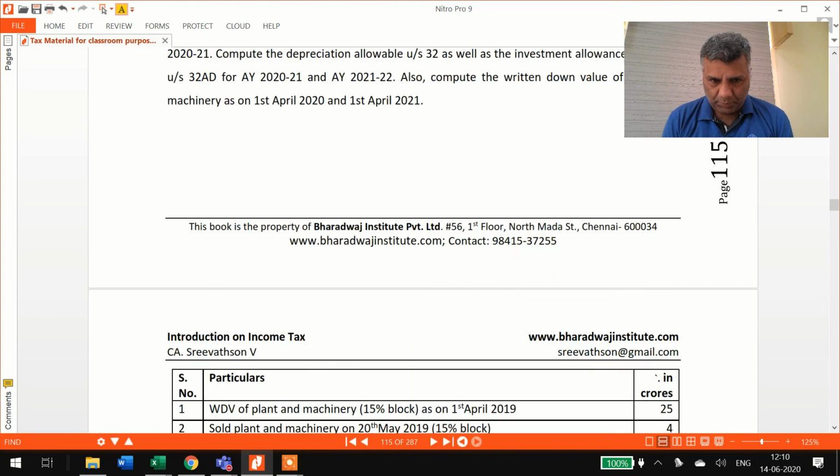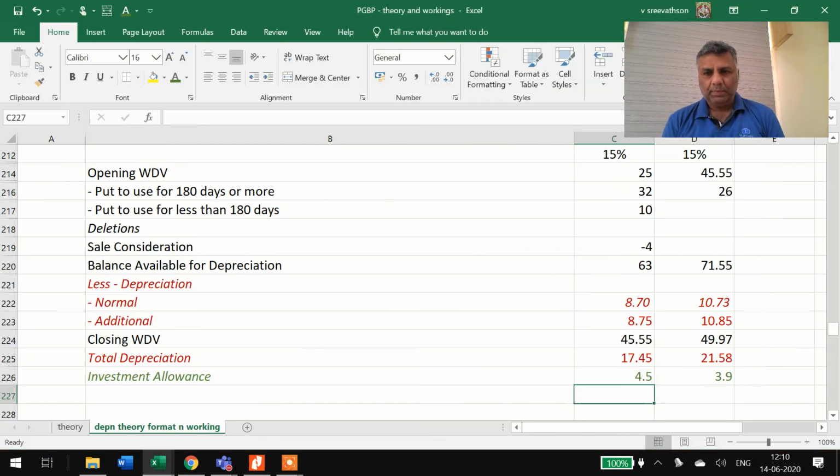So one minute, show the answer part, no? Okay, sir. So investment allowance is on the closing WDV. No, on the asset purchased during the year. Only on the new asset.